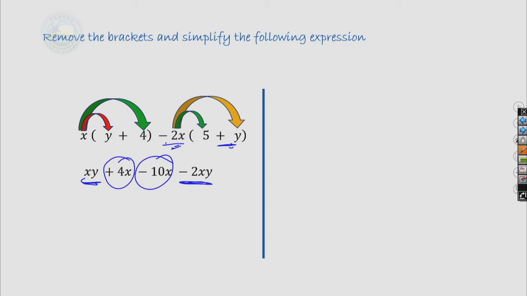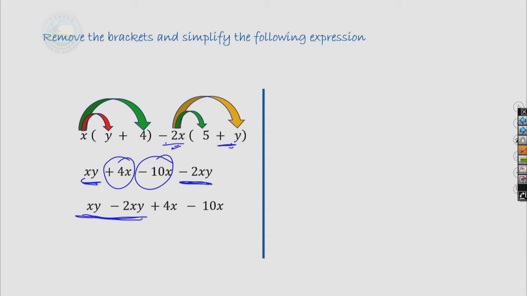Once we are adding and or subtracting terms in algebra, we firstly group the like terms. So grouping our like terms here, we have xy minus 2xy plus 4x minus 10x. And once we have our like terms grouped together, we then utilize the laws of integers to add and or subtract the coefficients.